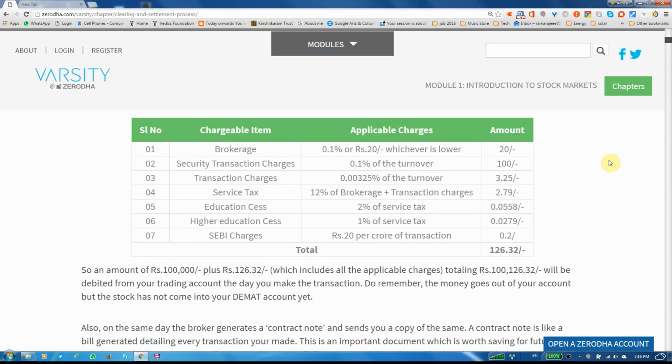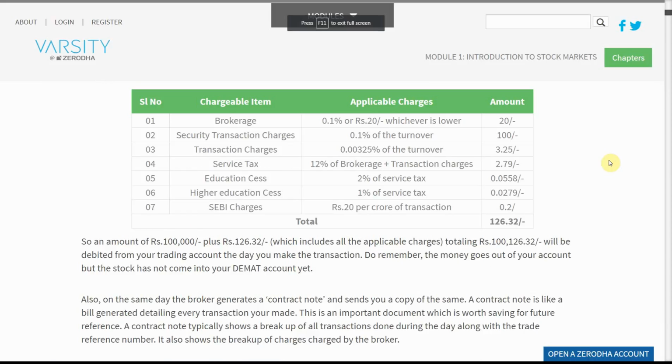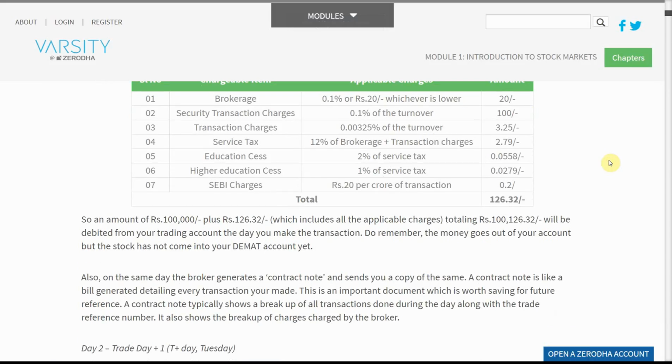Serial number, chargeable item, applicable charges, amount. 01 Brokerage, 0.1% or 20 rupees, whichever is lower: 20. 02 Security transaction charges, 0.1% of the turnover: 100. 03 Transaction charges, 0.00325% of the turnover: 3.25. 04 Service tax, 12% of brokerage plus transaction charges: 2.79. 05 Education cess, 2% of service tax: 0.0558. 06 Higher education cess, 1% of service tax: 0.0279. 07 SEBI charges, 20 rupees per crore of transaction: 0.2. Total: 126.32.